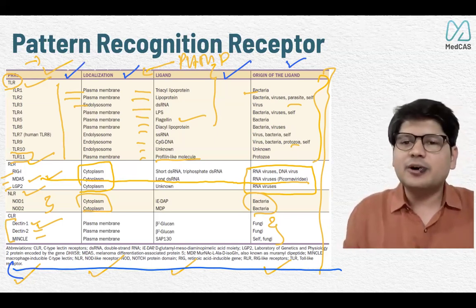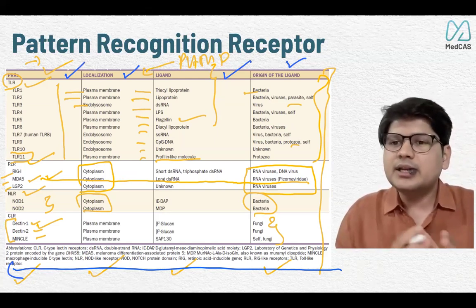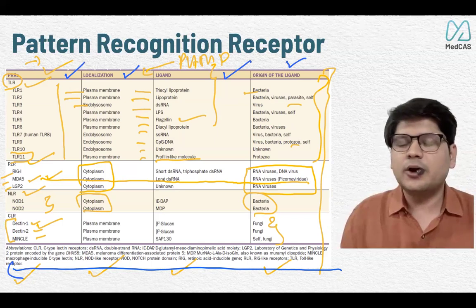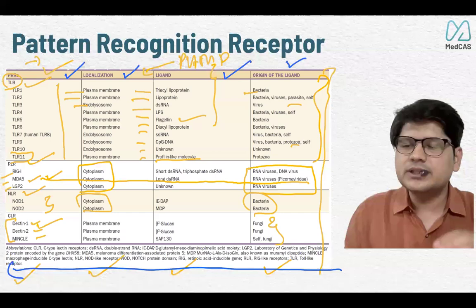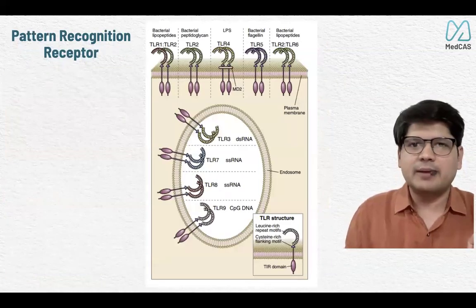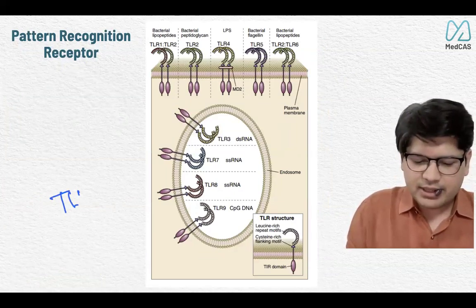That information is already given, but my job is to make it a little easier for all of us to interpret. Okay, so we have just started pattern recognition. We will slowly go into this. Now let me make this table a little easier with this diagram. This is explained by the TLR families.